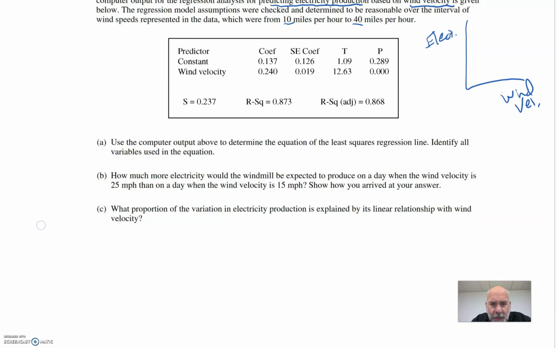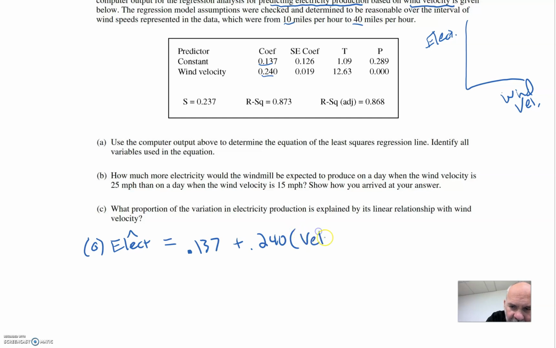Okay, question A. Use computer output to determine the equation of the least squares regression line. Oh, piece of cake, because I've already read it. So A, electricity hat equals, here's the coefficients, 0.137 plus 0.240 times the wind velocity. Again, you can abbreviate as long as the stuff is very clear. That's totally fine. Identify all the variables used in the equation.